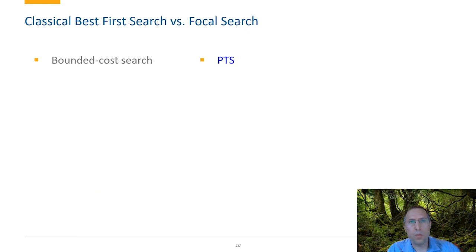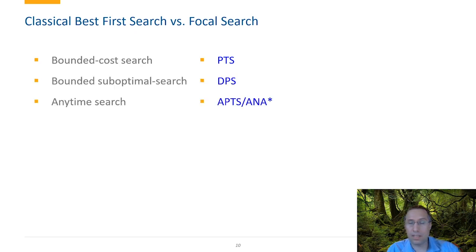So we saw that having a bounded cost search algorithm, like potential search, allows us to create not just an anytime search algorithm, but also a bounded suboptimal search algorithm. I also mentioned before very briefly EES. EES is not a classical best first search approach, but it is a focal search. And it is worth mentioning that it is possible to adapt EES to create a bounded cost search algorithm in an algorithm called BEES, and also to create an anytime search algorithm in an algorithm called AES.